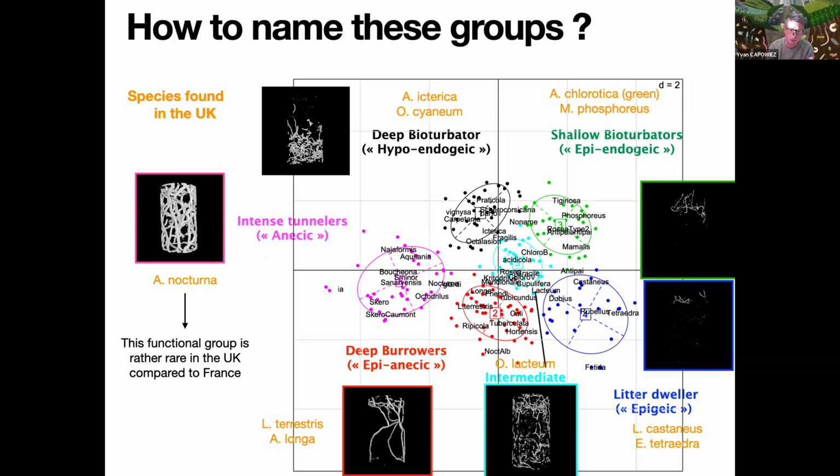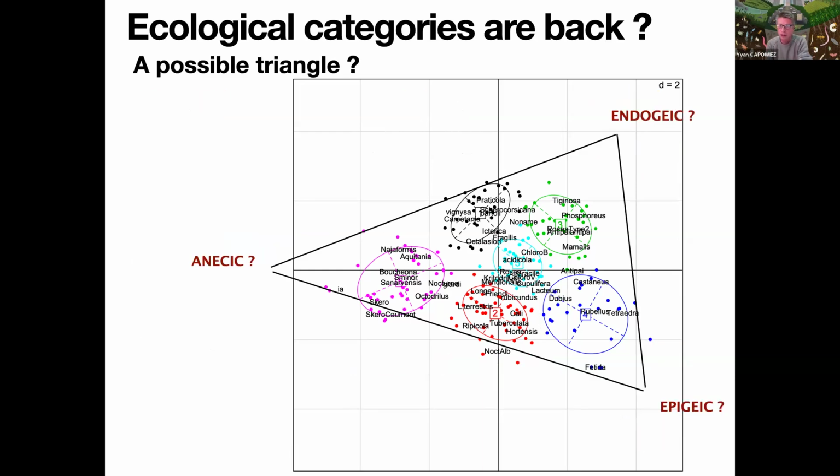And perhaps what was the most surprising for me is that you don't have a lot of intense tunnelers in the UK, and I only found Aporrectodea nocturna in this group. This means that this functional group is perhaps rare in the UK. And as you can see, there are 6 groups, but somehow you can find again a ternary plot with the 2 groups more endogeic in the upper part, the epigeic on the downward part, and anecic on the left. Okay?